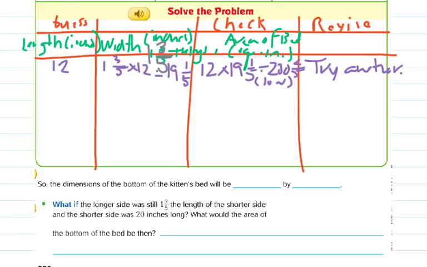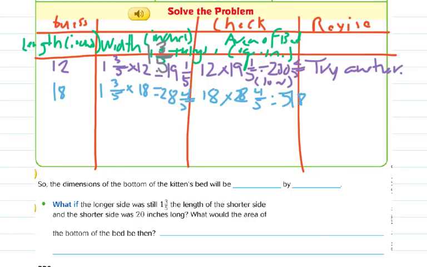Next, we're going to try 18. So we're going to take 1 3/5 of 18, which would give us 28 4/5. And then we're going to take 18 and multiply it by the width, which was 28 4/5. And that gave us 518 2/5. And that's high, so we need to actually try a shorter length. So I'm going to put down try a shorter length.